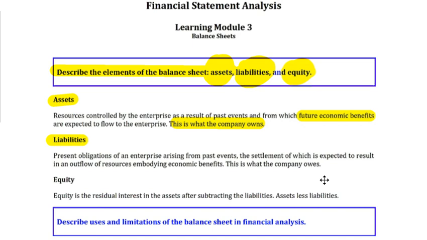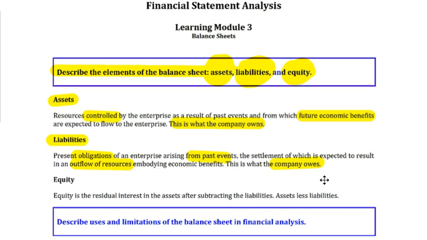We move down to have a quick look at liabilities, and if assets are resources, liabilities are obligations, also arising from past events, which we will need to settle in the future. And when we settle the liabilities, what will that result in? An outflow of resources embodying economic benefits. Liabilities are typically what the company owes.